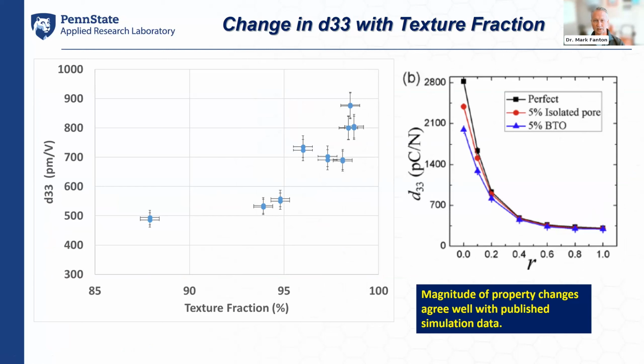And this is using Lotgering factor as our measurement for texture fraction, which is a technique which essentially uses the peak intensity ratios from an X-ray diffraction pattern, comparing the 001 family of peaks to all of the other peaks that are present between 20 degrees 2 theta and 70 degrees 2 theta. It is a very rapid technique that is very amenable to being used as a production QC tool.